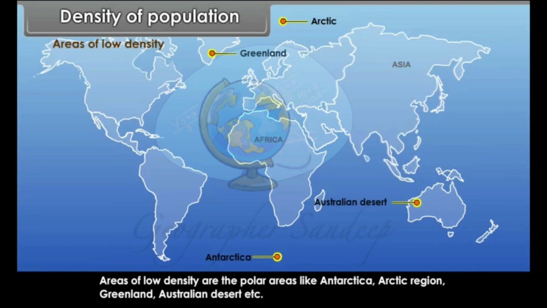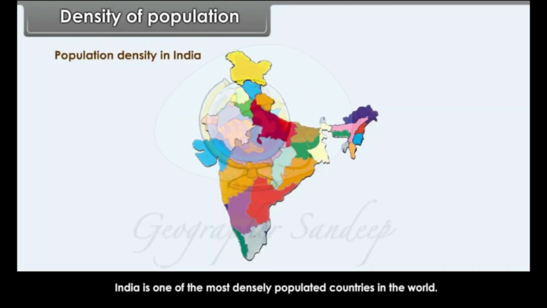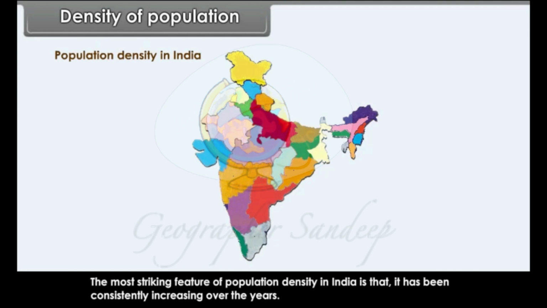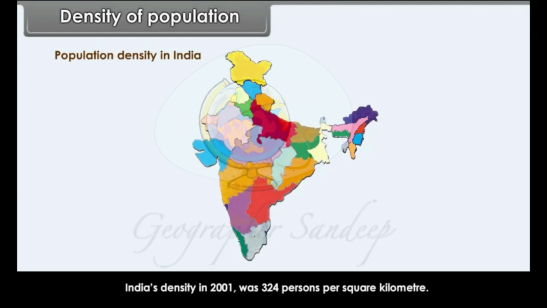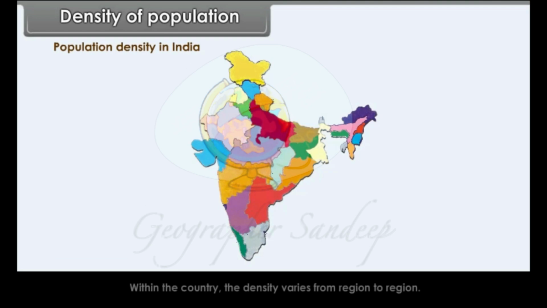Population density in India. India is one of the most densely populated countries in the world. The most striking feature of population density in India is that it has been consistently increasing over the years. India's density in 2001 was 324 persons per square kilometre. Within the country, the density varies from region to region.